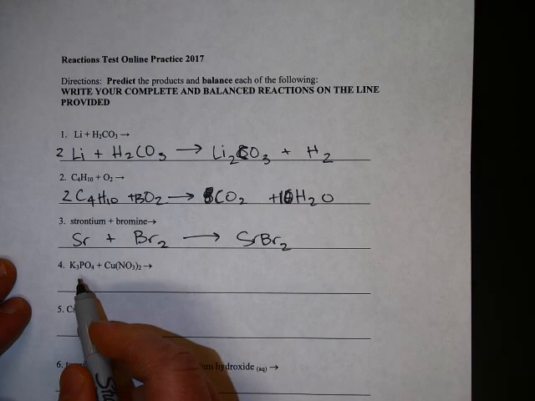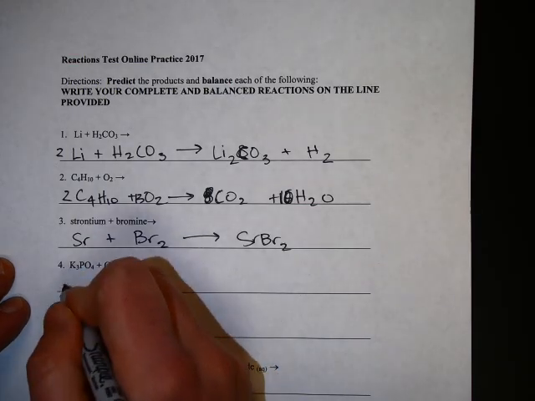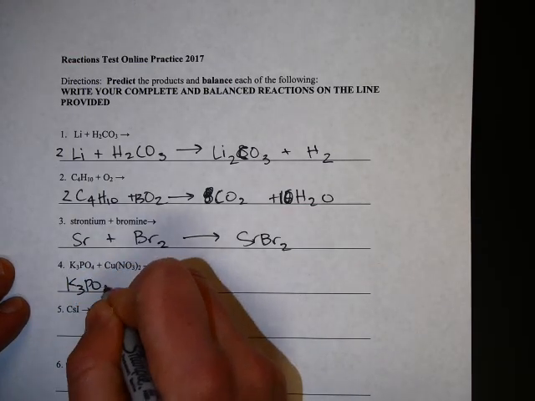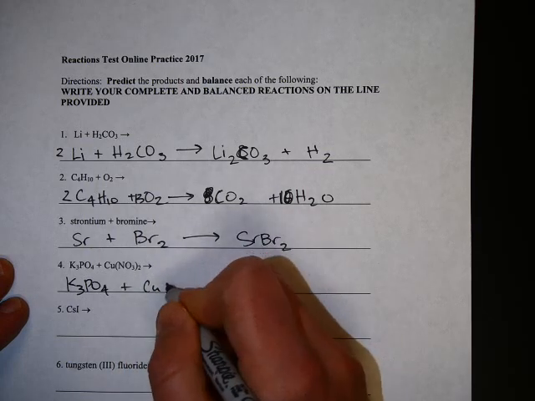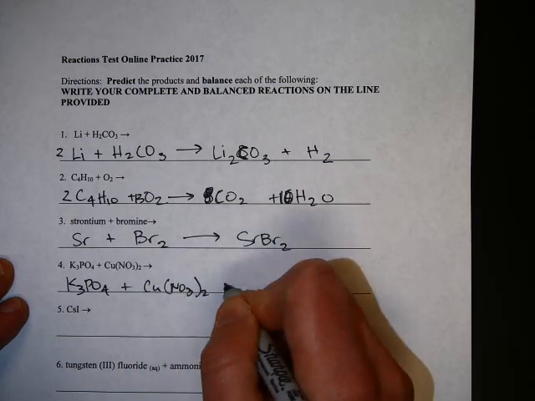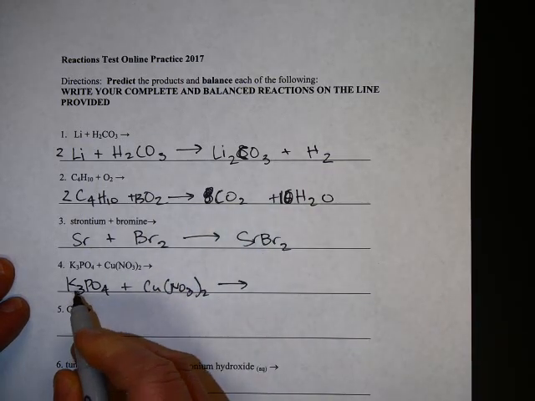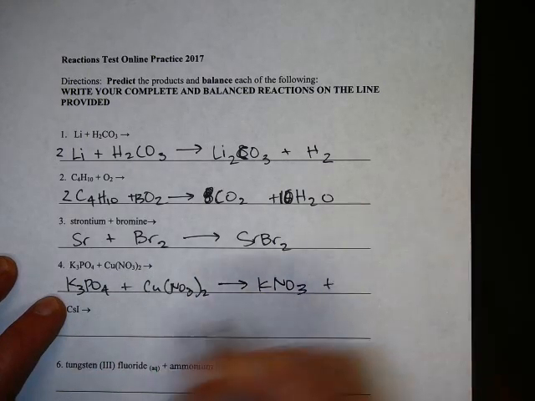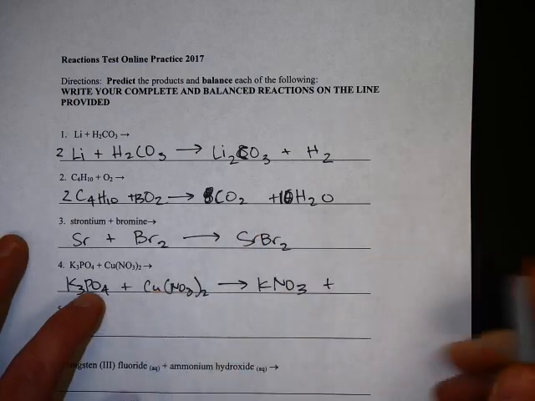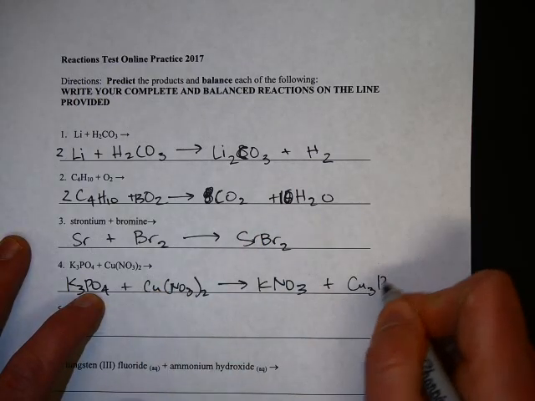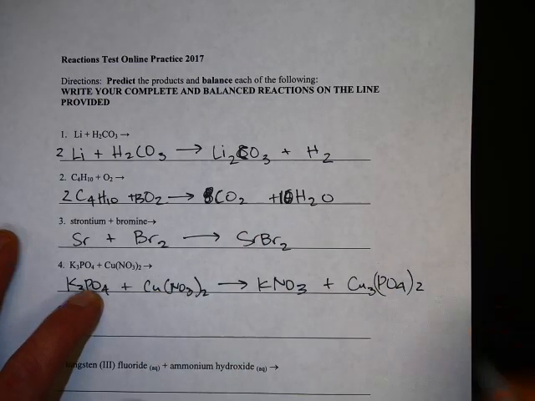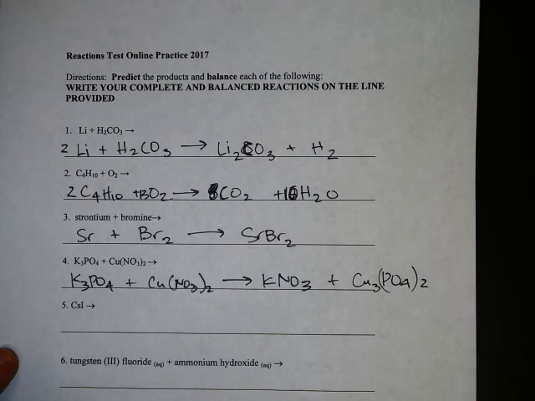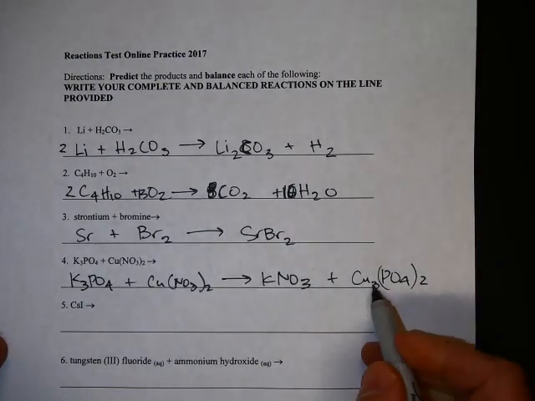Here's a double replacement reaction of potassium phosphate and copper 2 nitrate. And when you do this reaction, the outsides go together, which is potassium nitrate. And insides, copper is +2 and phosphate's -3, so Cu3(PO4)2 after your crisscross.